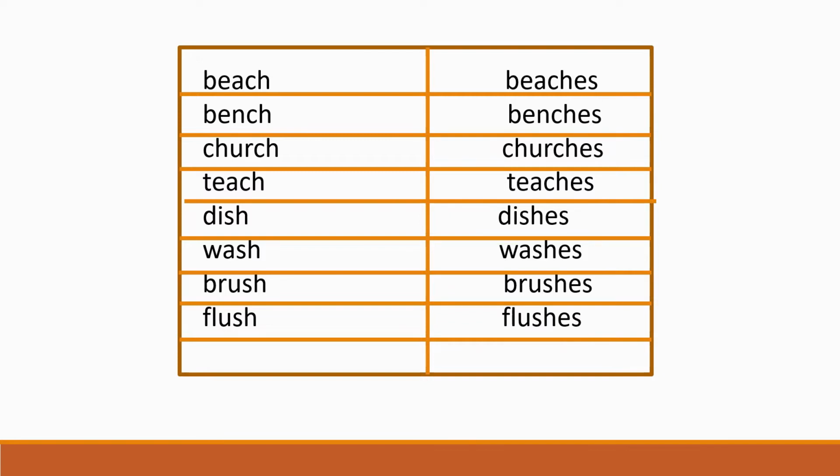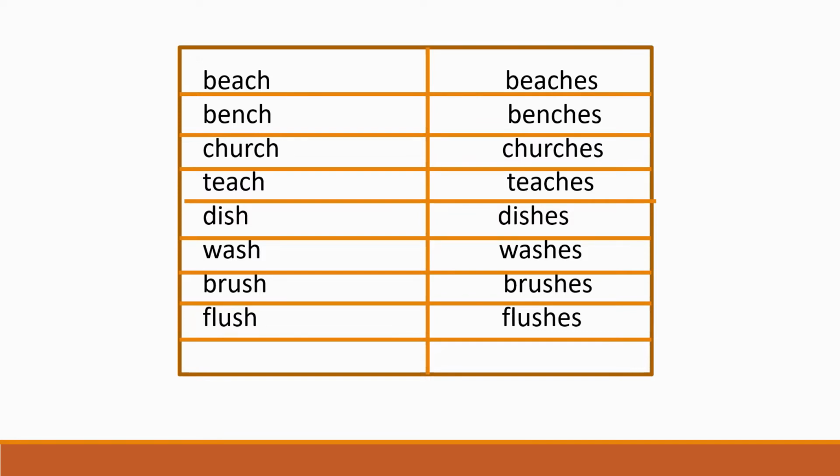In the same way, church, churches, teach, teaches. Correct, student? Now student, here the word is dish. Dish ends with sh. So if the verb ends with sh, we have to put es when the noun is singular. Correct, student? Now let's see the next one. Wash, washes. Brush, brushes. Flush, flushes.